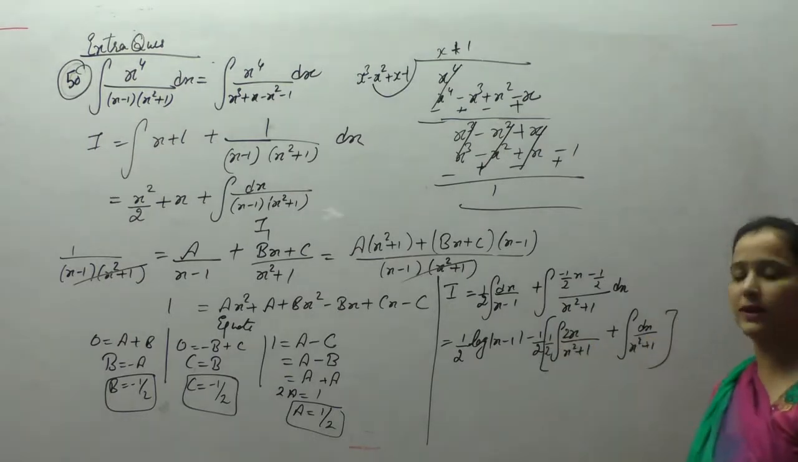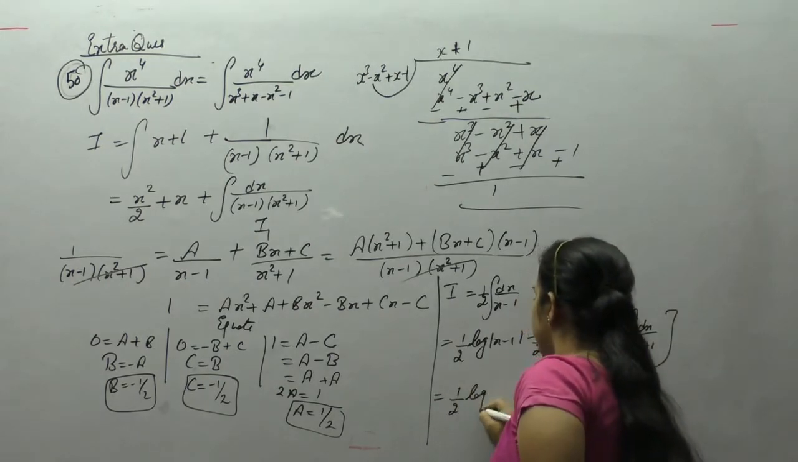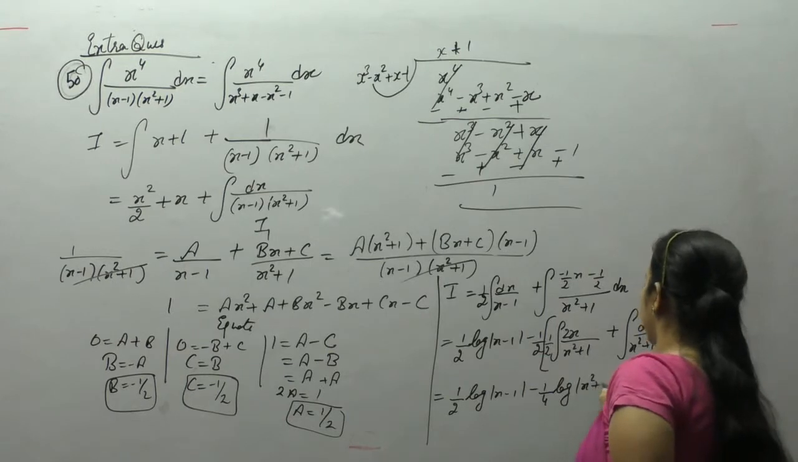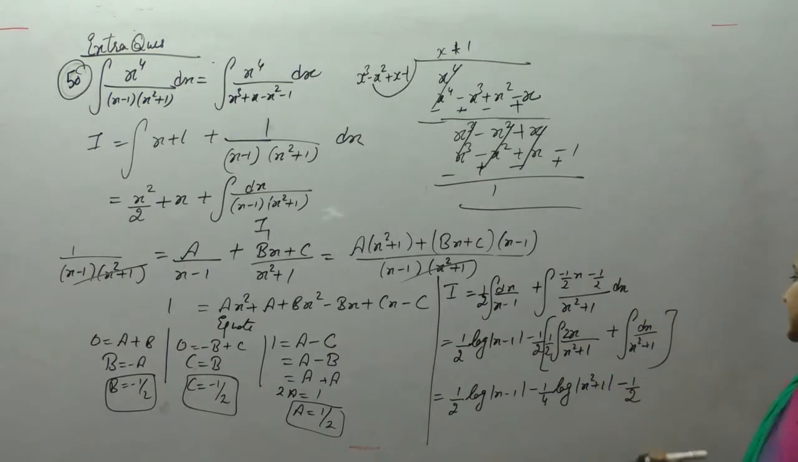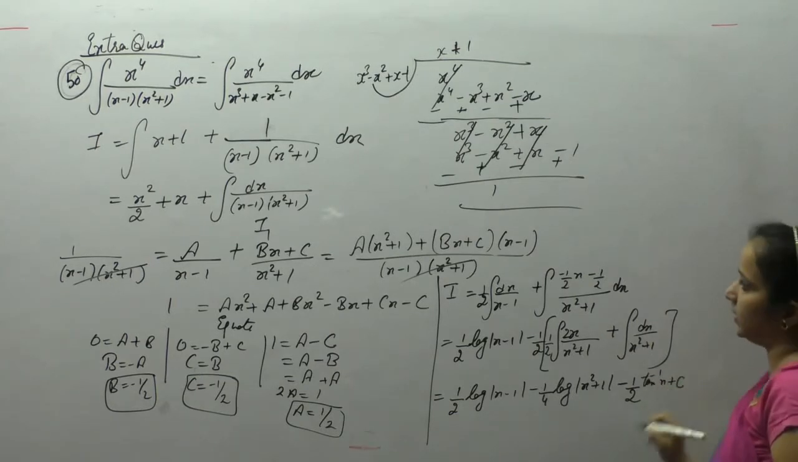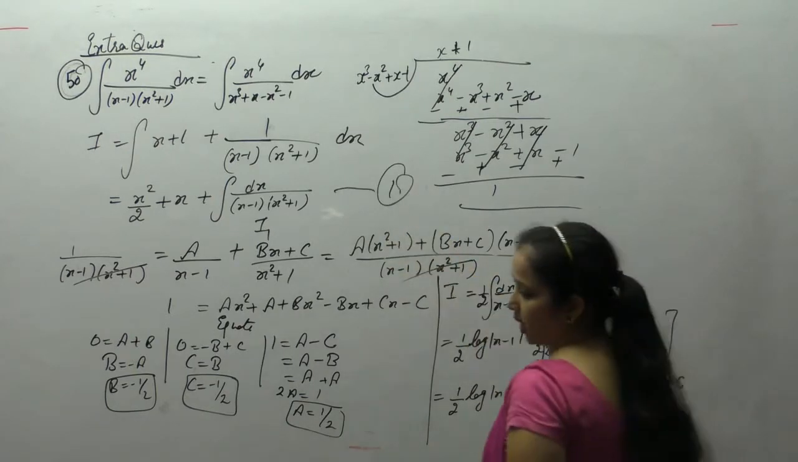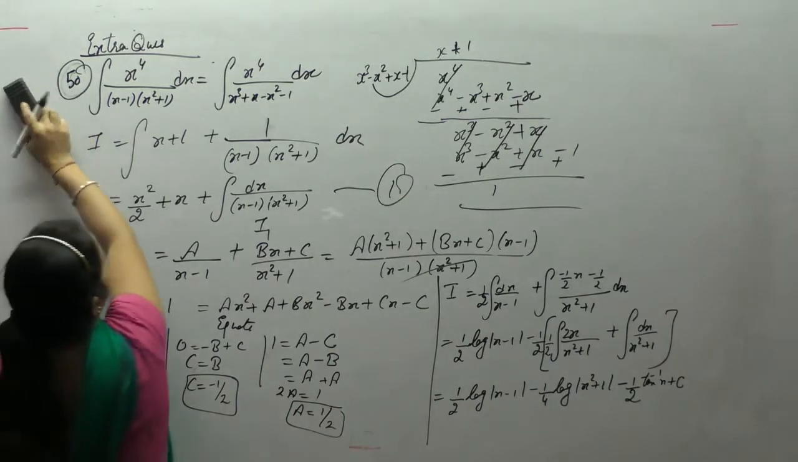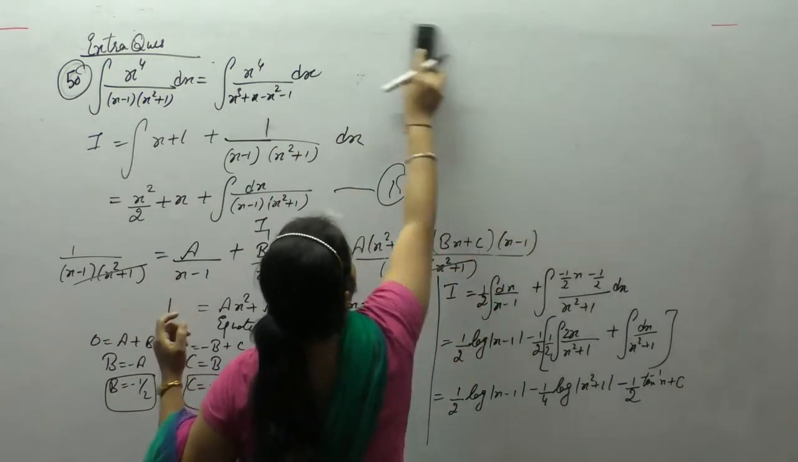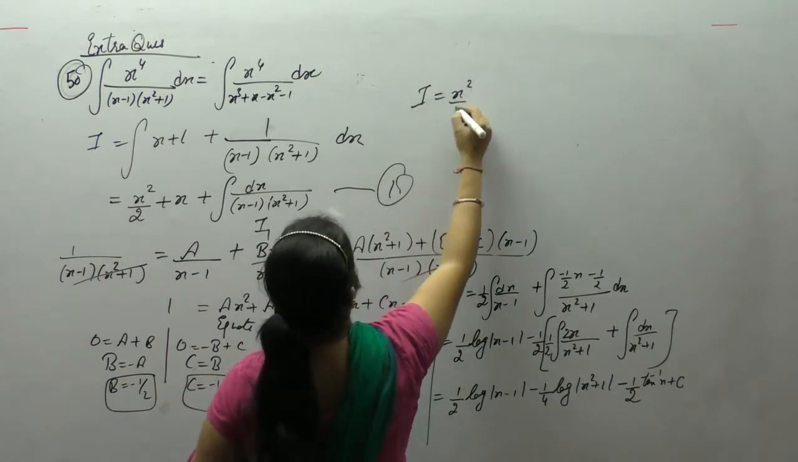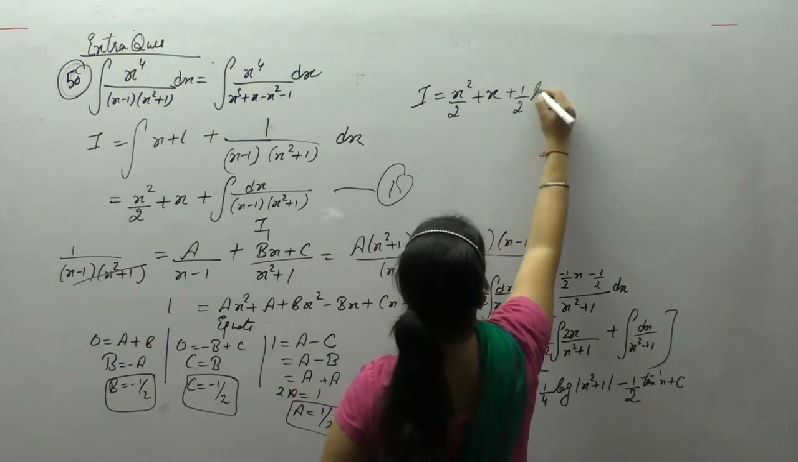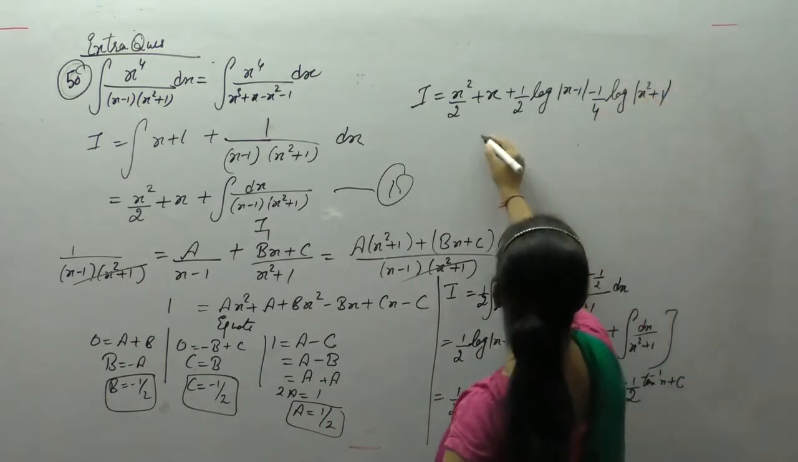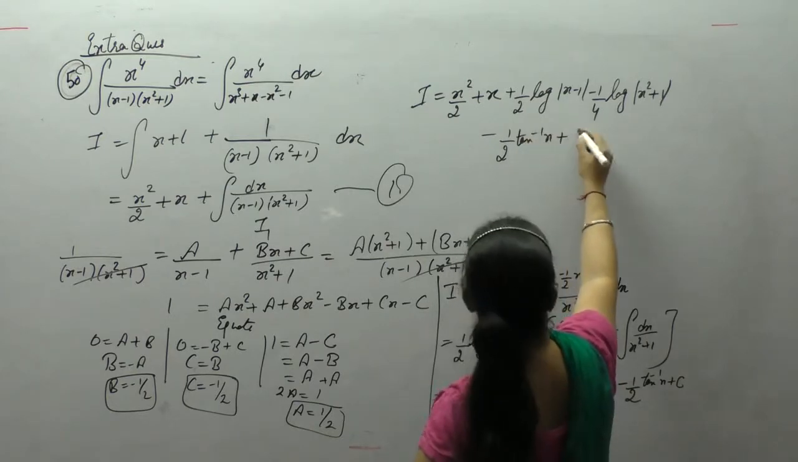Multiply and divide it by 2 to complete the derivative. Half log of x minus 1 minus 1 by 4 f dash x upon f of x, log of fx, 1 upon x square plus a square, 1 upon a tan inverse x upon a. Put this value in equation number 1. I is x square by 2 plus x plus half log of x minus 1 minus 1 by 4 log of x square plus 1 minus half tan inverse x plus c.